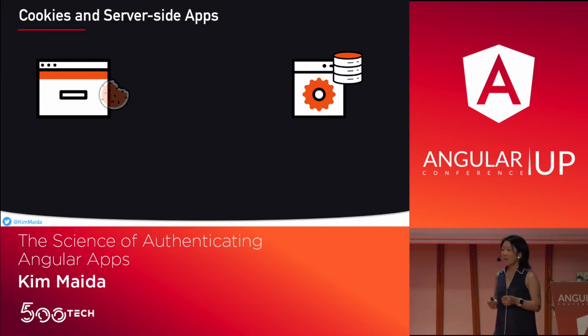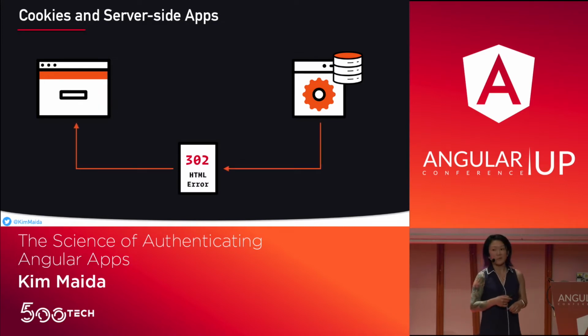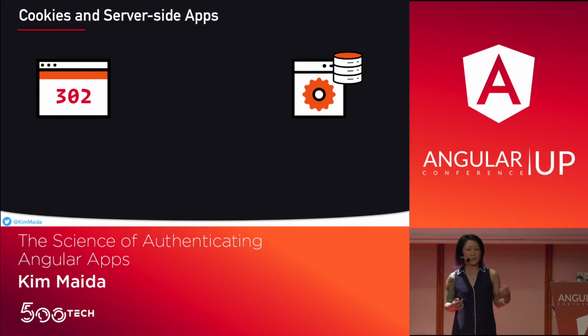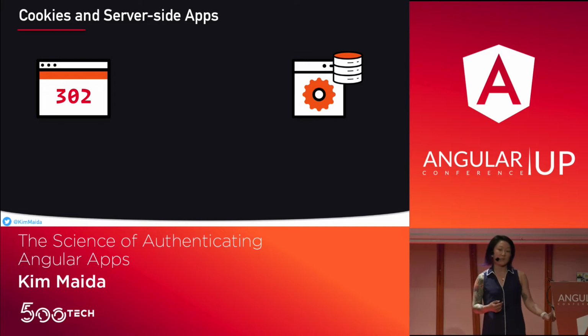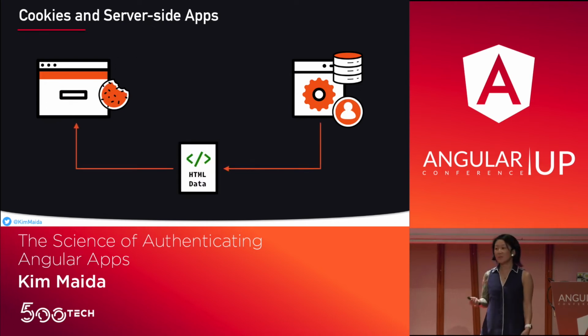Now, if the cookie is expired or there is no cookie and a request is made for sensitive data, then what's going to happen is we're going to get a 302 redirect status. What this is going to do is tell the browser to do a full page redirect to send the user somewhere where they can re-authenticate themselves. Once they've done that, then we can send secure data again.